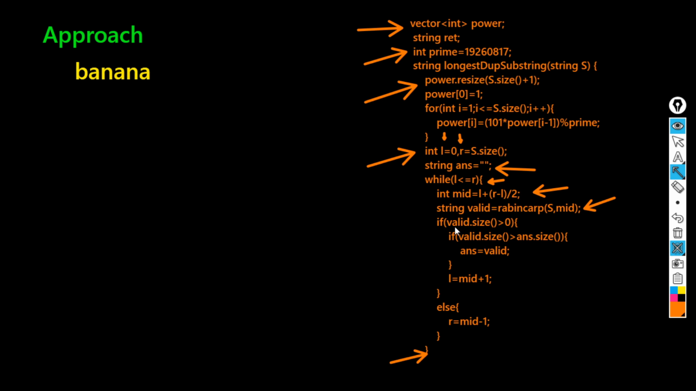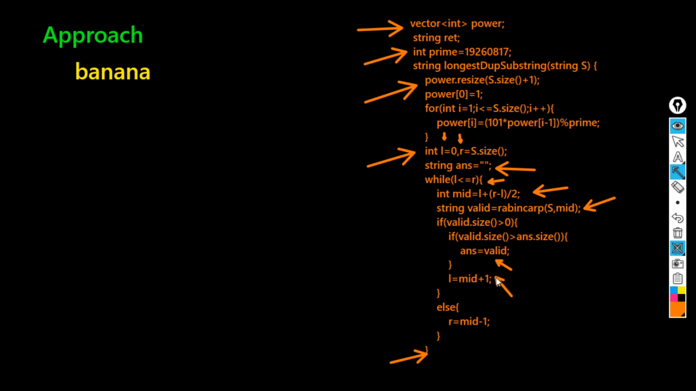So first of all, we will look at whether this returns a string and its length is greater than 1. Then we will check whether the length is greater than the answer or not. If it is greater, then we will go further and change answer equals to valid, meaning we will replace the answer with the current answer.